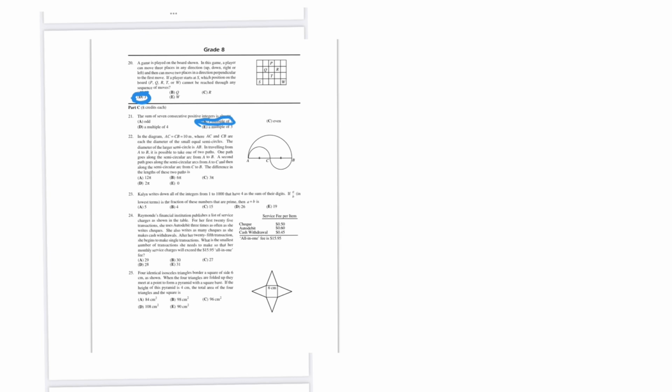Number 22, in the diagram AC equals CB equals 10, where AC and CB are each the diameter of the small equal semicircles. The diameter of the large semicircle is AB. In traveling from A to B, it is possible to take one of two paths. One path goes along the semicircular arc from A to B. Second path goes along the semicircular arcs from A to C and then along the semicircular arc from C to B. The difference in length of these two paths is.